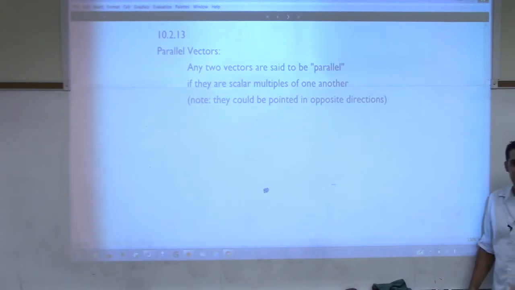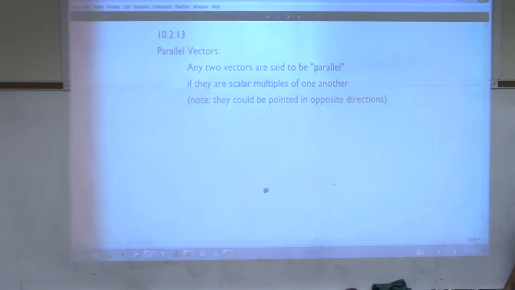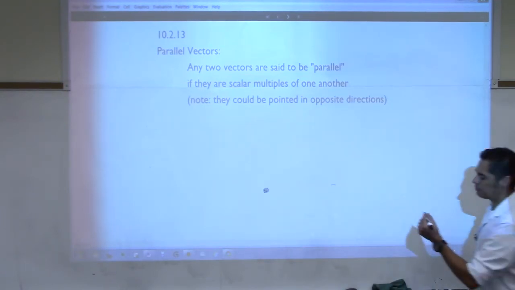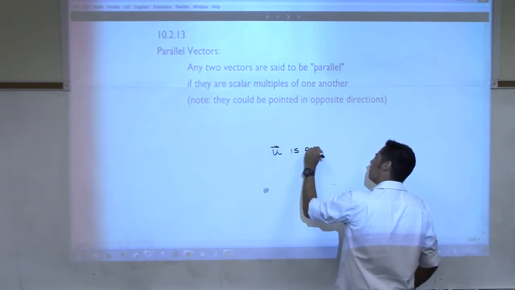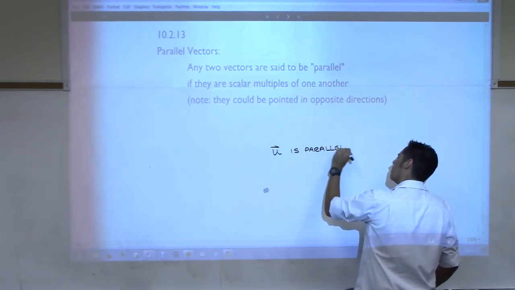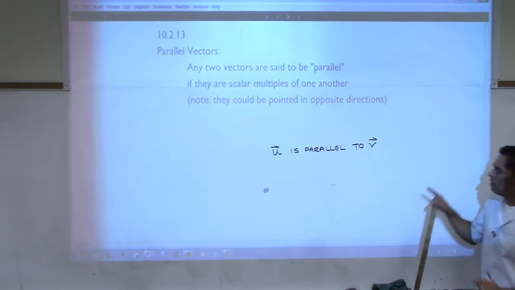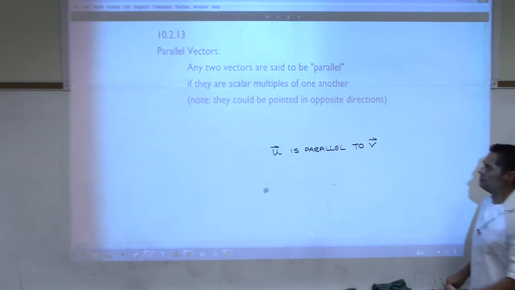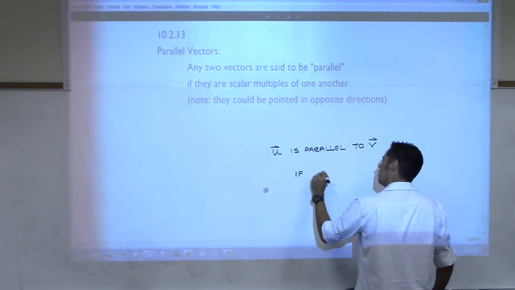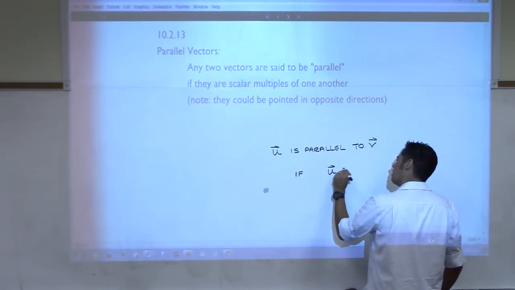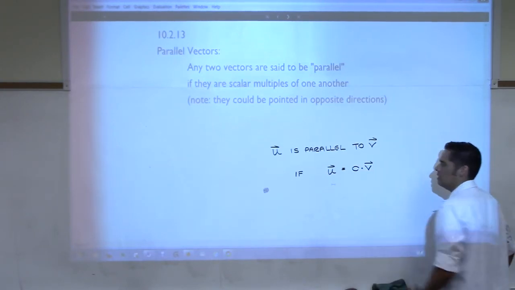Now, we just said what scalar multiplication was, right? So here's what this is saying. The vector U is parallel to the vector V. So I have two vectors, right? The only way that they will be parallel is if U is equal to some scalar multiple of V.